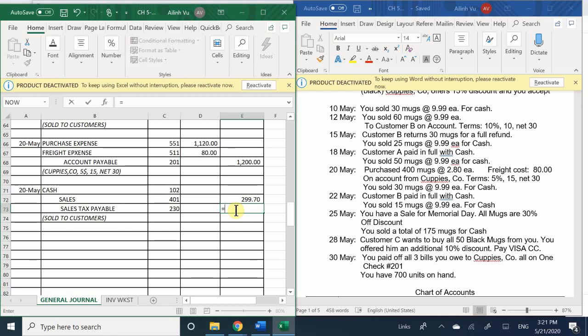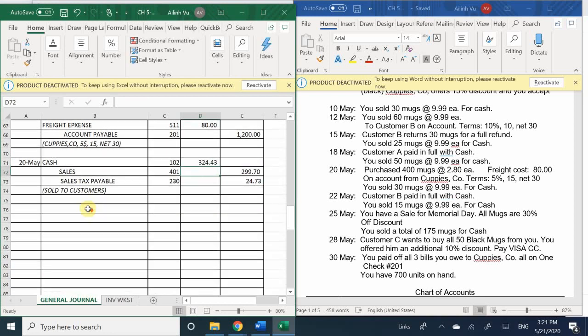What else? What is sales tax? Okay, 370 times 3.25% is $24.73. Yes. So our total amount that we are going to receive in cash is 324.43. Perfect. Good.